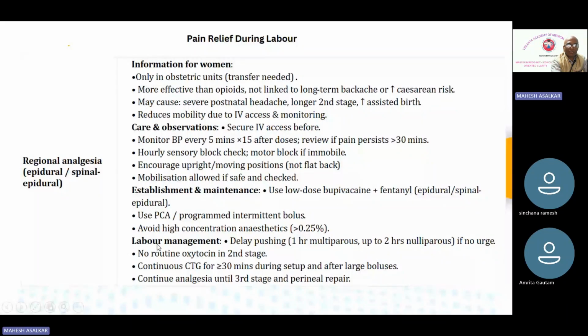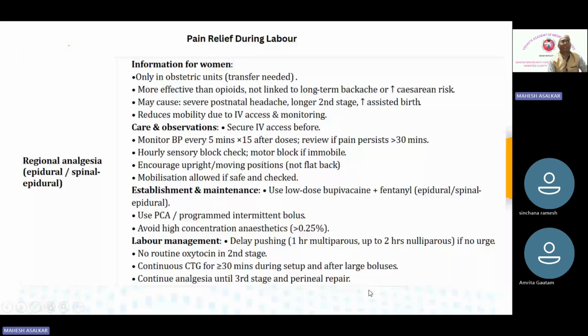Labor management: delay pushing. One hour delay for multiparous and up to 2 hours in nulliparous, if no urge. No routine oxytocin in the second stage. Continuous CTG for more than 30 minutes during setup and after large boluses. So the patient should be on continuous CTG monitoring, and continue analgesia until the third stage and perineal repair.